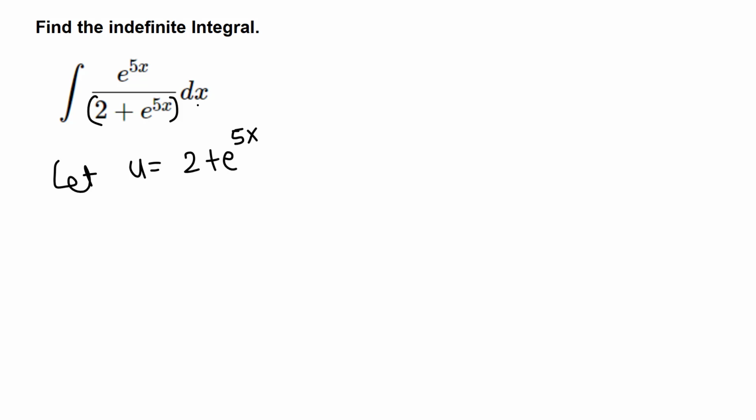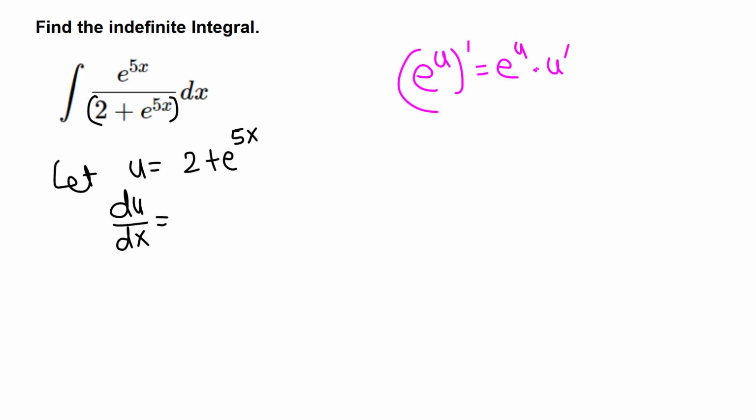Now we need to get dx so that we can replace dx by du. To get dx, we need to find the derivatives of both sides with respect to x. So the derivative of u with respect to x. Let's find the derivative. The derivative of 2 is 0, no need to write, plus e raised to 5x. We know that when we have e to some function of x and we find its derivative, it is itself times the derivative of the function. That's from the chain rule. So we need to do that here. So the derivative of e raised to 5x is itself times the derivative of 5x, which is 5.